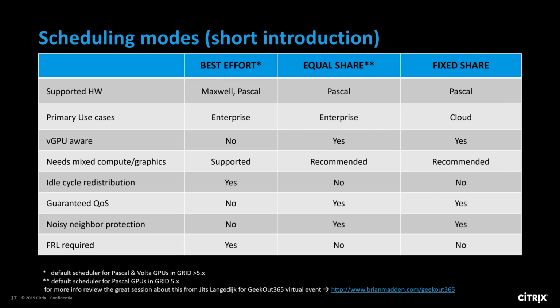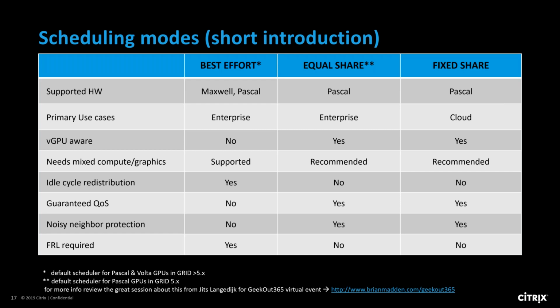They can have a huge performance impact if you choose the wrong one or you don't use the right one for your use case. There are different schedulers. For example, best effort scheduler is now the default scheduler again, which hasn't been the default for Grid 5.x. It has been in 4.x, for example, it was equal share.